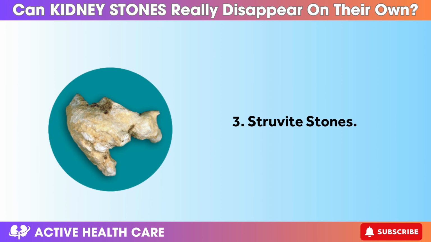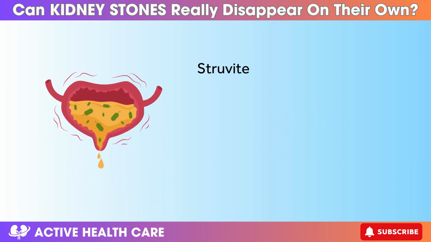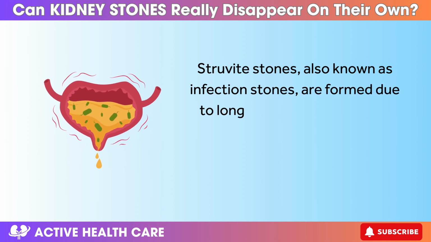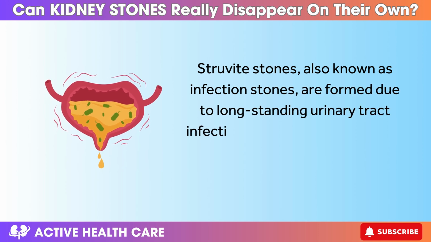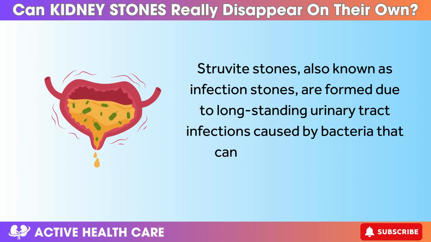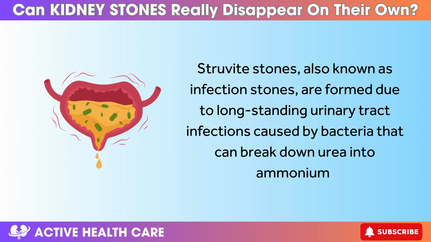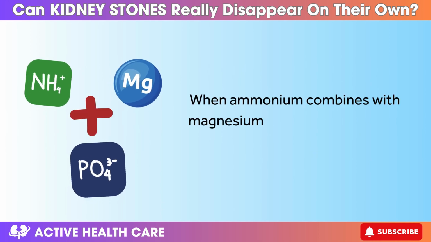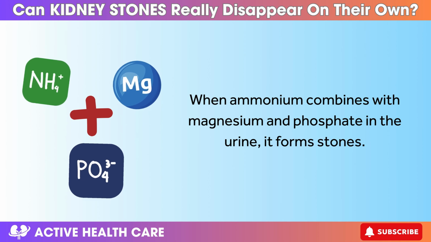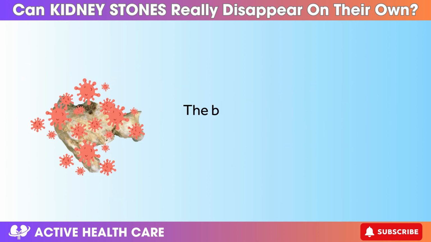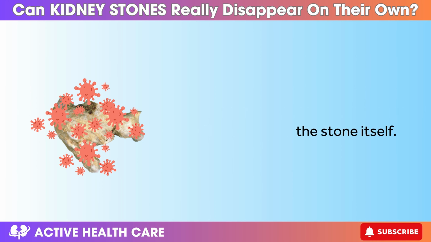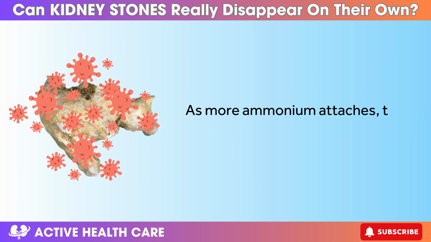3. Struvite stones. Struvite stones, also known as infection stones, are formed due to long-standing urinary tract infections caused by bacteria that can break down urea into ammonium. When ammonium combines with magnesium and phosphate in the urine, it forms stones. The bacteria that cause the stones often adhere to the stone itself. As more ammonium attaches, the stone gradually grows.